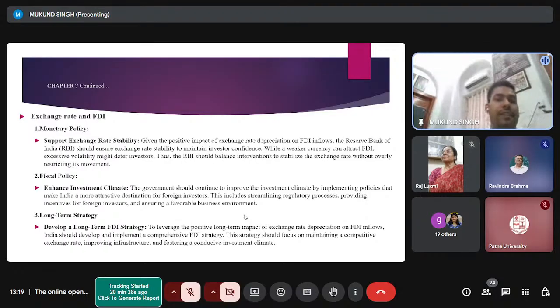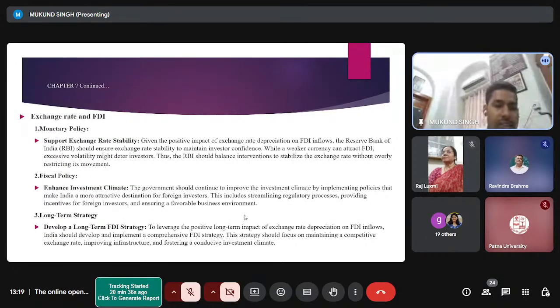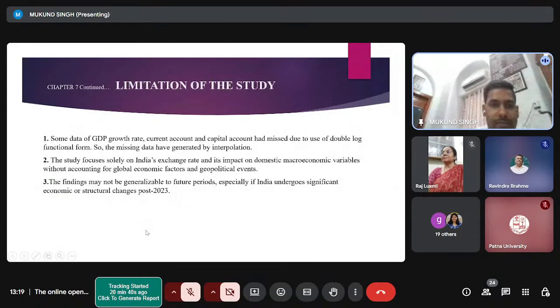Now, FDI and exchange rate. In terms of monetary policy, support exchange rate stability. In terms of fiscal policy, enhance the investment climate, and in the long term, develop a long-term FDI strategy.